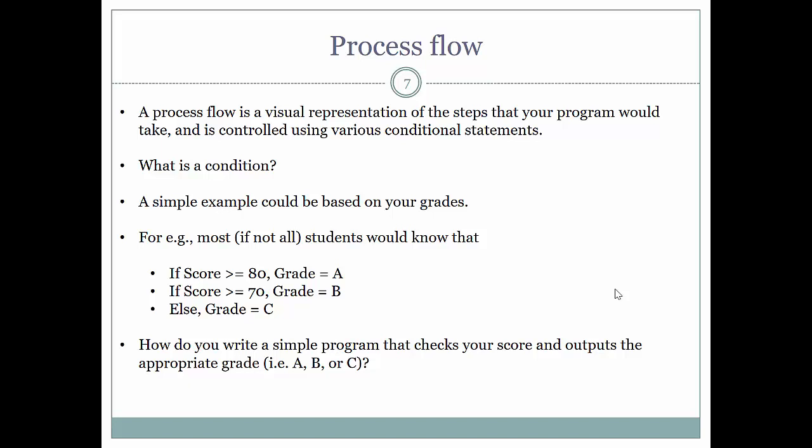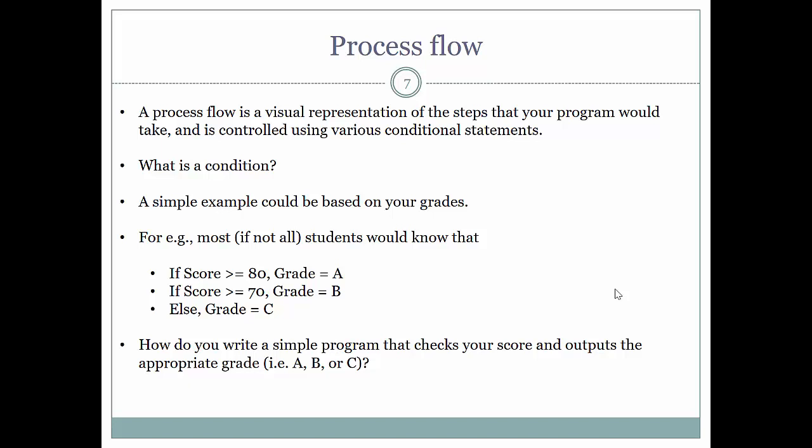A simple example of a condition could be based on your grades. So if most of you don't know yet, in Singapore Poly, if you score more than or equal to 80, your grade is equal to an A. If your score is more than or equal to 70, your grade equals to B. Otherwise, your grade equals to C. So that is where our operators, which are comparators, start to come in when we need to compare or check whether the score is more than or equal to 80.